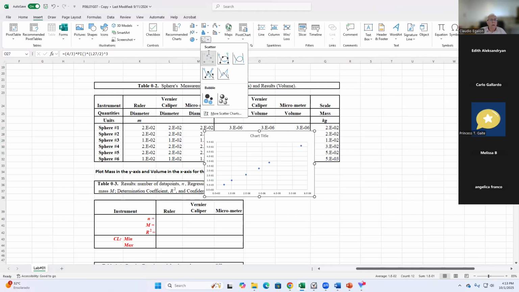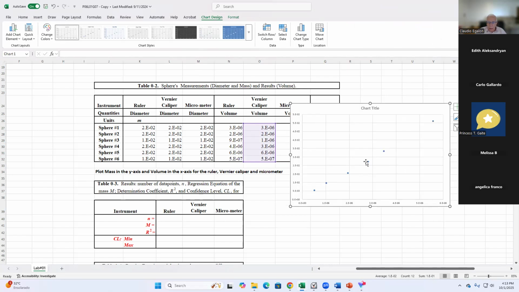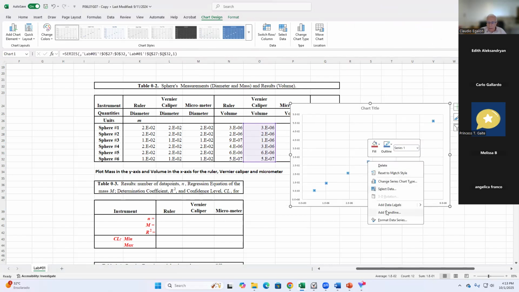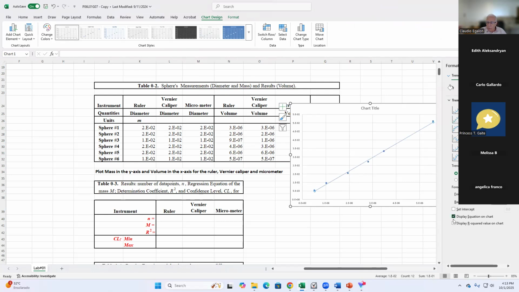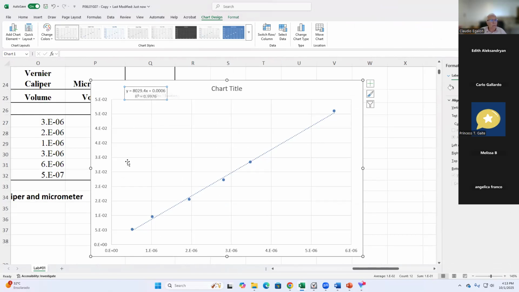Insert. Okay, the straight line. And let's get trend line here. Display. Okay, I'm getting the right slope here. See that? 8,029. Did you get this slope as well?